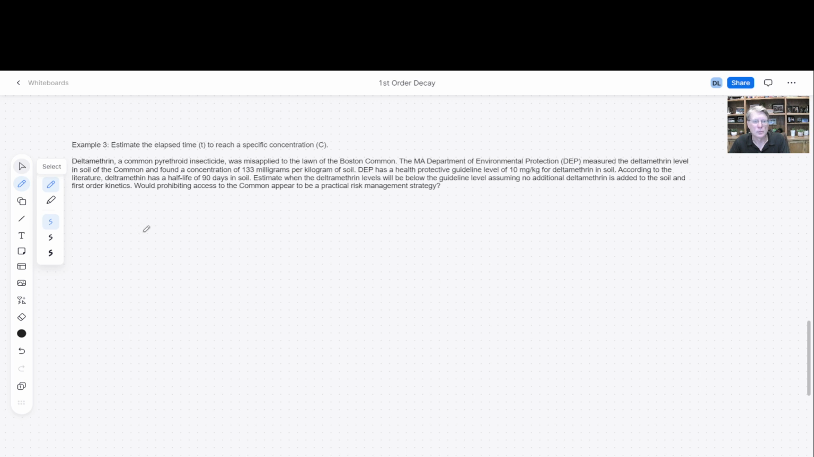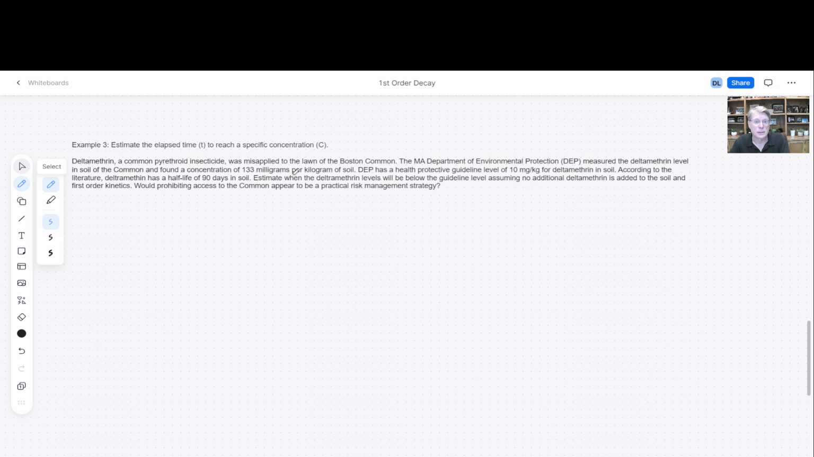Here's the word problem. Deltamethrin, a common pyrethroid insecticide, was misapplied to the lawn of the Boston Common. Not a great place for that to happen. The Massachusetts Department of Environmental Protection measured the deltamethrin level in soil of the common. They found a concentration of 133 milligrams per kilogram of soil. That's parts per million. DEP has a health protective guideline level of 10 milligrams per kilogram for deltamethrin in soil.